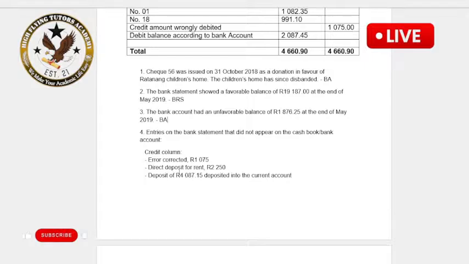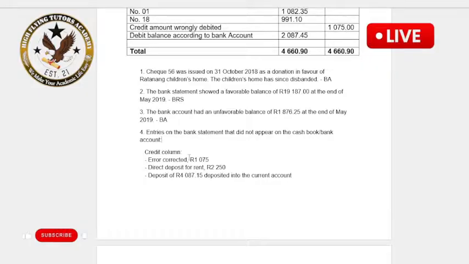So bullet number 1, they say error corrected 1,075. So this 1,075 is this one. This error has been corrected. It means now it has been fixed both ways. So there's no need for us to correct something that has been corrected, right?